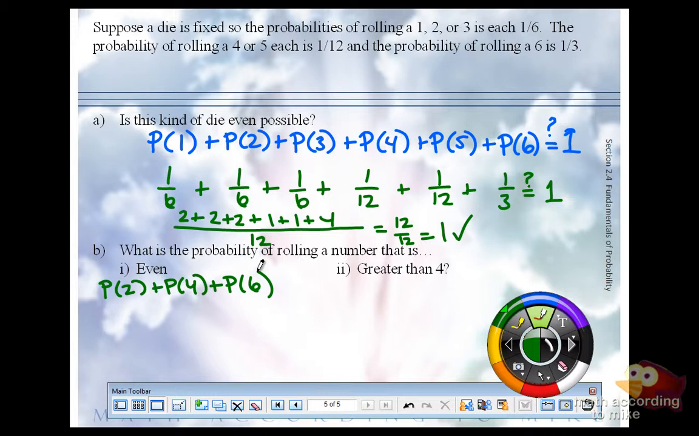What is the probability of rolling a 2? Plus, what's the probability of rolling a 4? 1/6, 1/12. Remember, this die is rigged. We don't have a fair die. What's the probability of rolling a 6? 1/3. With enthusiasm. That's okay. What is 1/6 plus 1/12 plus 1/3? 7/12. Yep.